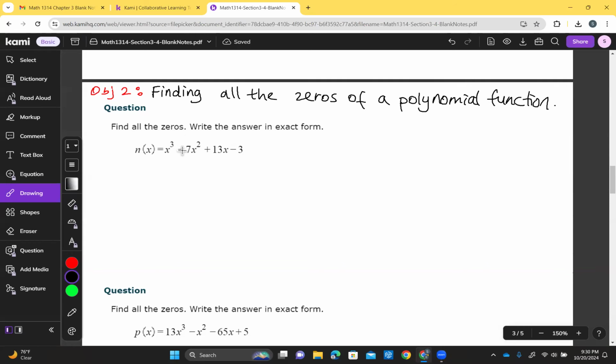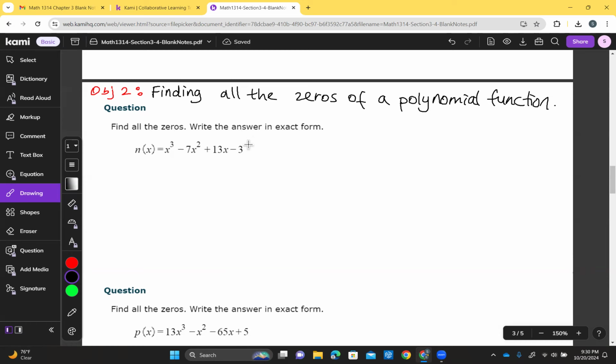So x cubed minus 7x squared plus 13x minus 3. We're going to find all the zeros and write the answer in exact form. So first, I have to guess one of the zeros that will work for this question, and then I'm going to apply synthetic division. Well, how am I going to find which number actually works for this? So I'm going to find what is possible.